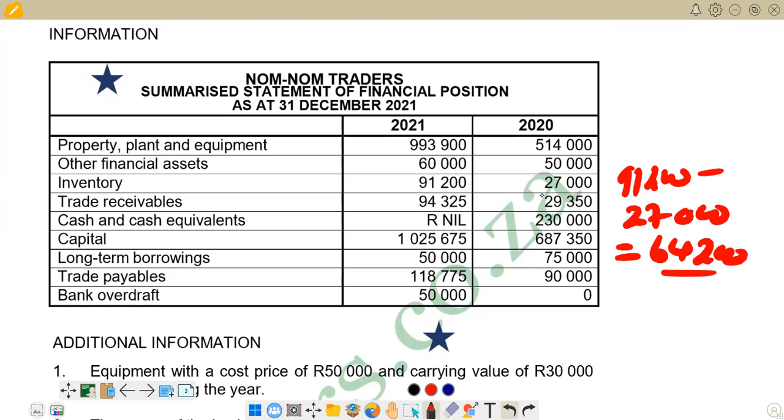So what happens when inventory increases is that we bought inventory, so it increased. By buying, it means money was going out of the business. So this is an outflow of cash, and we are going to show this figure as a negative. So basically, when we are dealing with current assets, remember inventory is a current asset, when it's an increase of current assets, we subtract.